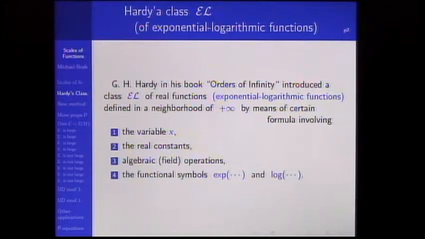So one can imagine many examples of scales, like real polynomials. And one can construct much larger ones. But historically, a pretty large class which is a scale was given by Hardy in his book, Orders of Infinity, written at the beginning of the 20th century. So what is the class? This class is just certain functions defined by a certain formula. There is a variable x. You can use real constants. You can use algebraic operations, plus, minus, multiplication, and functional symbols, exponent and logarithm. And of course, we want to assume that this is defined for all sufficiently large x.